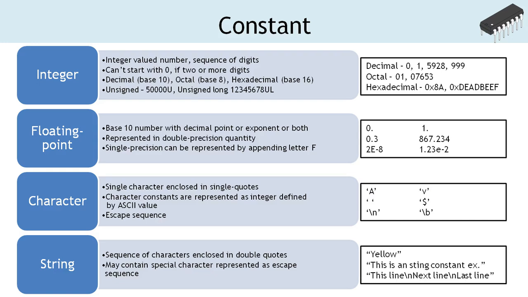String constants are sequences of characters enclosed in double quotes. They may contain escape sequences. The compiler places a null character at the end of every string constant.